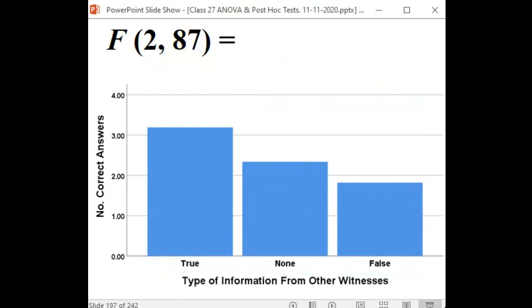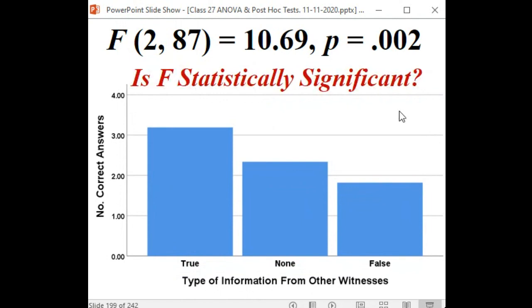Okay, now that we know the degrees of freedom, let's go on with the ANOVA. In this study, F equals 10.69 and P is equal to 0.002. Now, here's a question for you. Is F statistically significant?